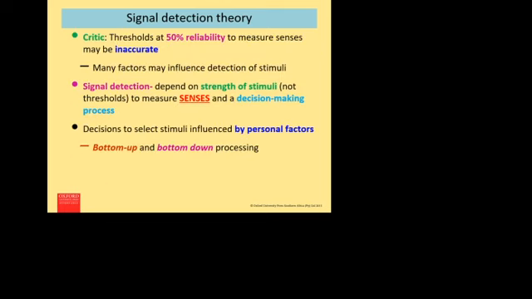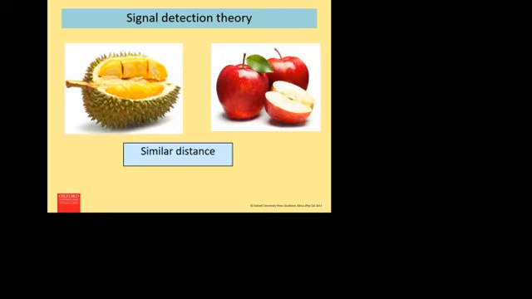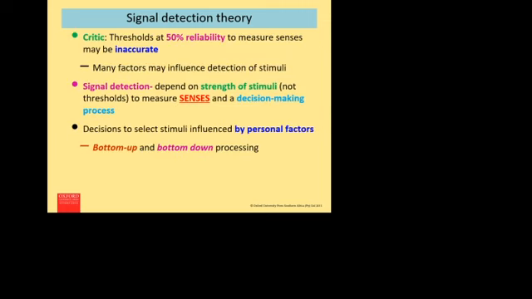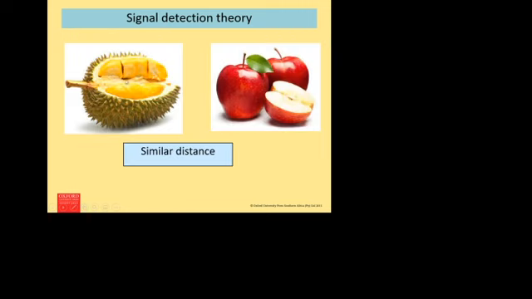But this critique, signal detection theory, says that if we base it just on the threshold, it may be inaccurate because some factors may influence the detection of the stimuli. For example, durian. Durian does not need to be within a certain threshold. Even if it is far away, even if you pack the durians and put them in a box, you can still smell the durian because of the strength of the stimuli of the durian.